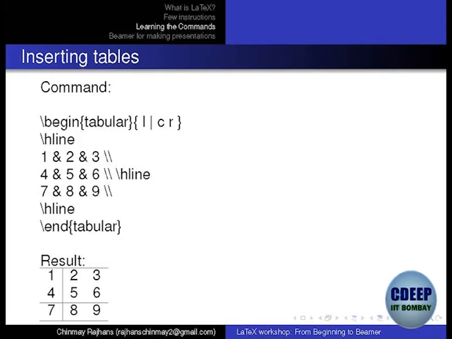As you can see in this, I start with begin tabular. First is L, so the first column is left aligned, followed by a vertical character, which creates a vertical line after the first column, followed by C, a center alignment for the second column, followed by R, the right alignment for the third column. When I close this, I start with backslash hline, which means the table will start with a horizontal line. Then I write 1, 2, 3, give a new line, write 4, 5, 6, then write a new line, and here I give one more hline.